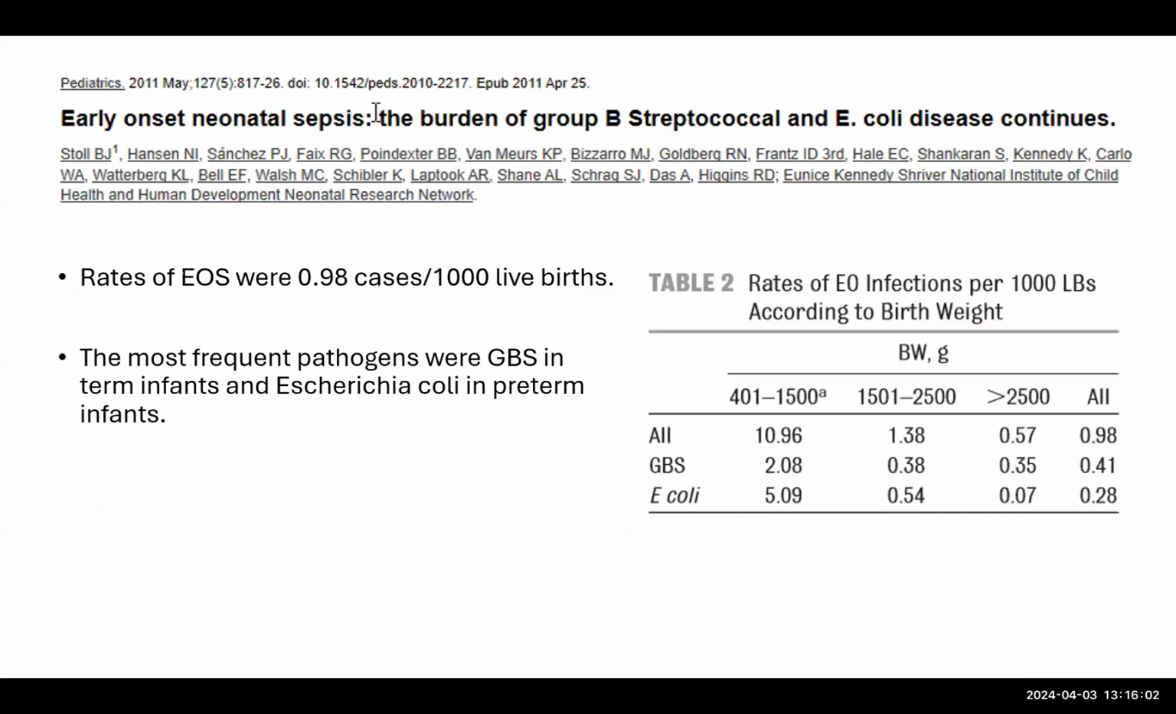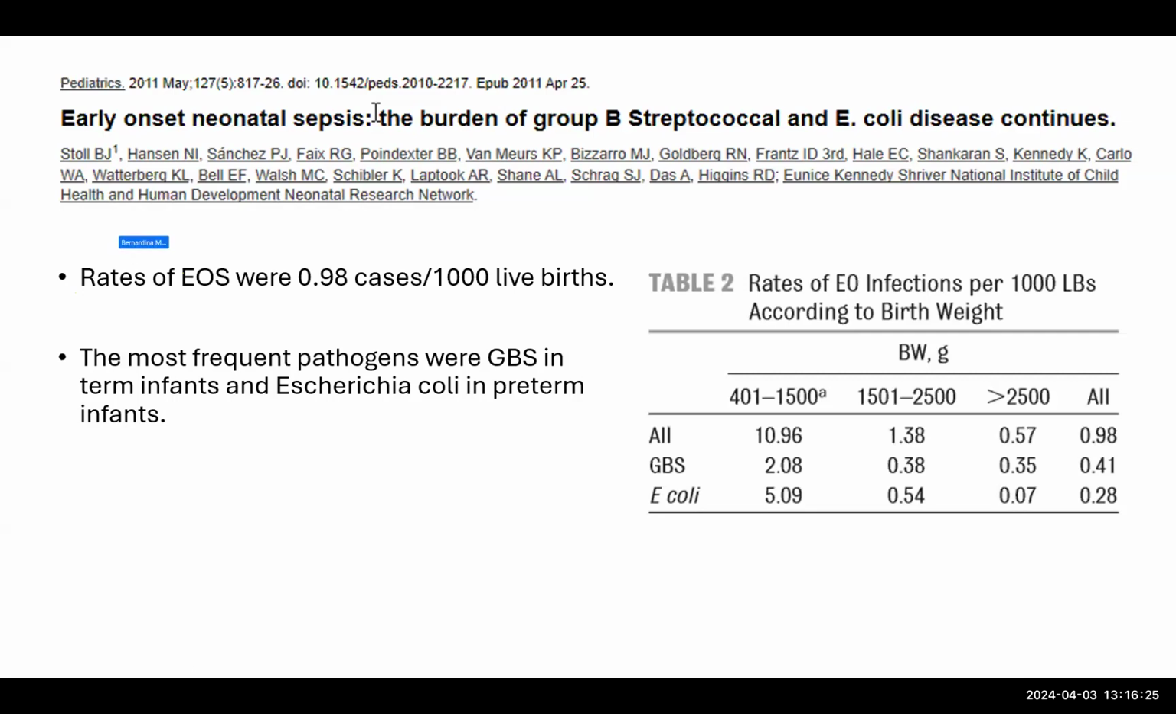neonatal sepsis actually has changed a lot in the past 20, 30 years. If you're interested in reading the neonatal literature, in the old days, people always worried about GBS. So right now, especially for early onset sepsis, GBS is not the top pathogen. The top pathogen is E. coli in preterm infants, while GBS is still the top pathogen in term infants.